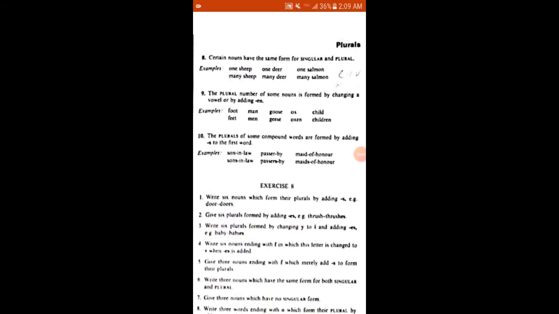But if there is more than one son-in-law, we have to put s after the word sons. Sons-in-law means there are more than one. Passerby and passers-by. So we will add s after the first word of the compound word. Maid of honor, maids of honor. We are adding s to the first word in compound words. I hope you got that.